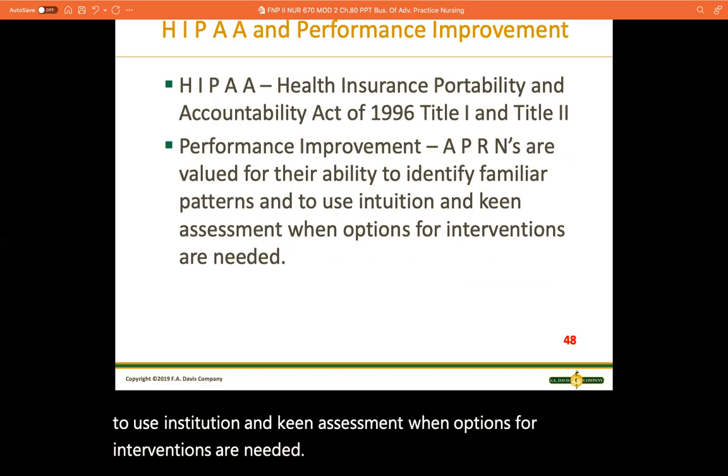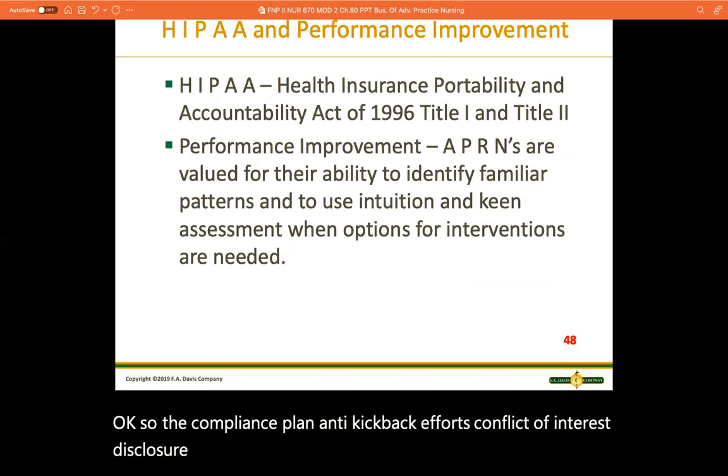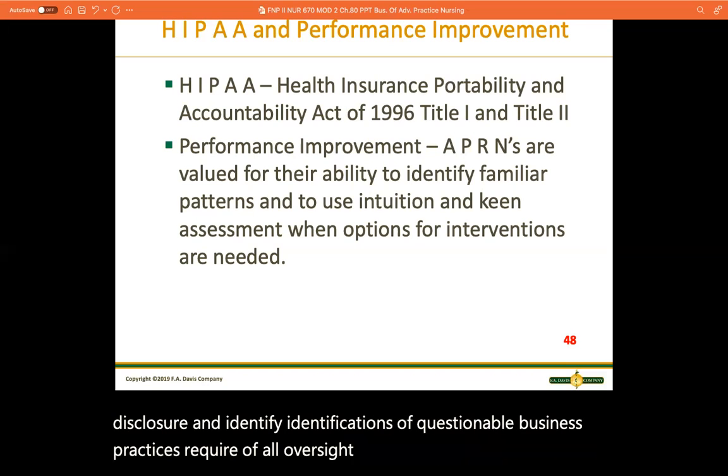Okay, so the compliance plan, anti-kickback efforts, conflict of interest disclosure, and identification of questionable business practices require oversight of all providers and include all employees.